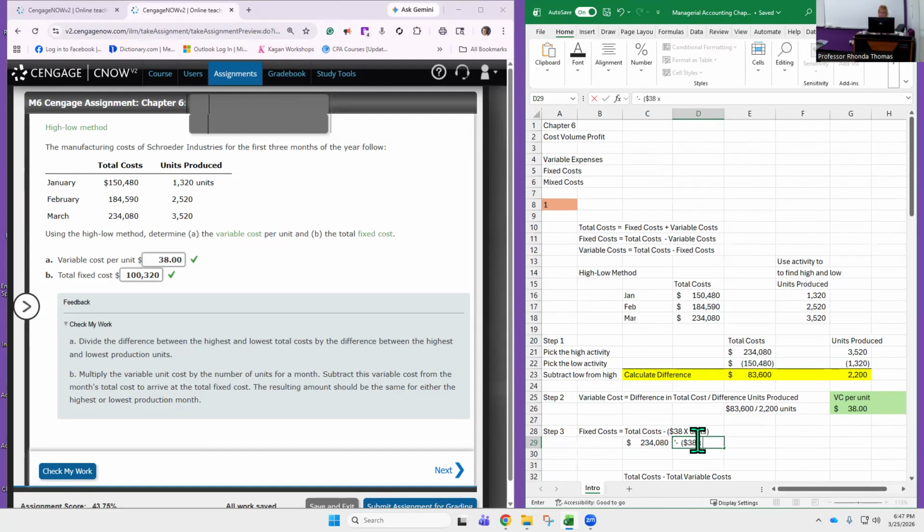$38 times our units produced. Okay, units produced. And so then we want 3,520, close parentheses. Okay, so that way, and this is a subtraction, right? Got to do a little multiplication in between. So let's just keep bringing this down. We got $234,080, and then this is going to subtract. So we're going to minus.